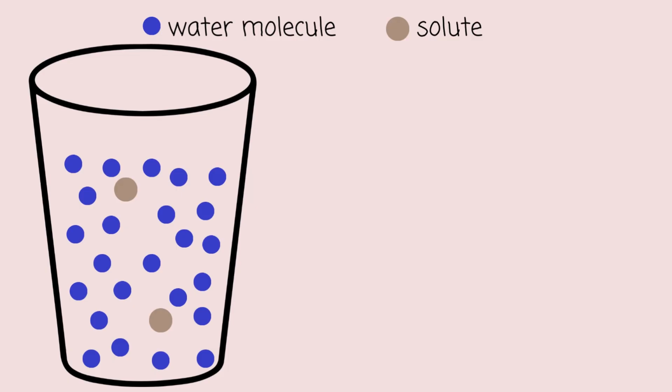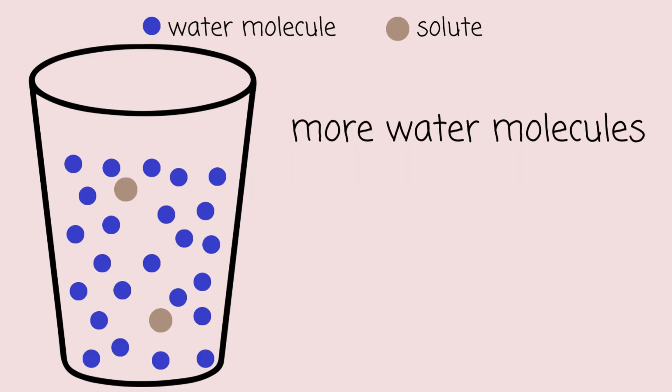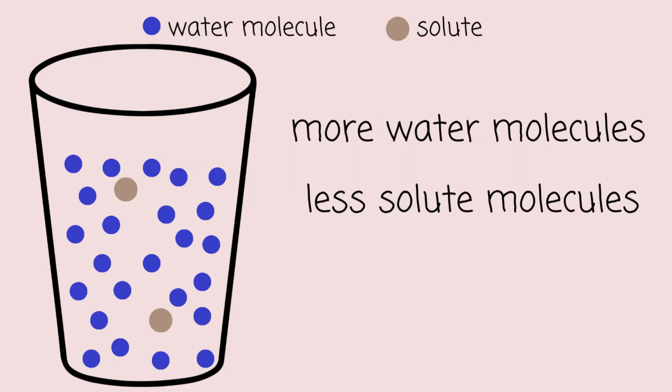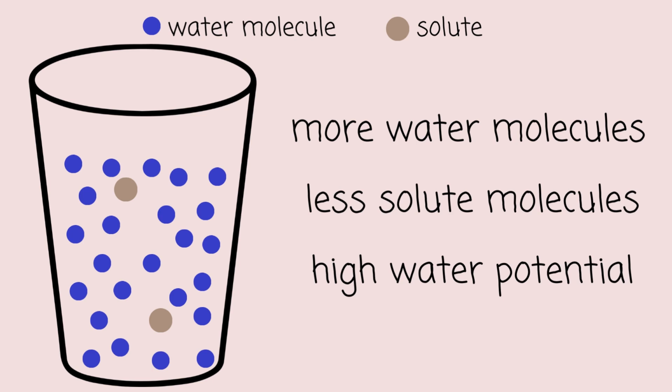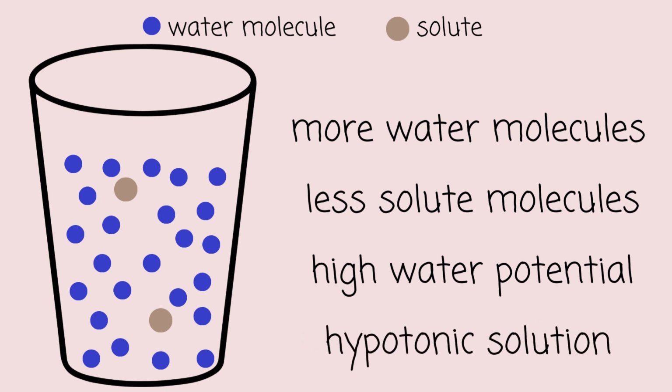If there are many free water molecules in a solution because there are fewer solutes, water molecules can easily move from one area to another. The solution then has a high water potential and is said to be dilute and weak. Such a solution is described as being hypotonic. Distilled water has a high water potential. Water with a high water potential has a high force driving it to move from one area to another.